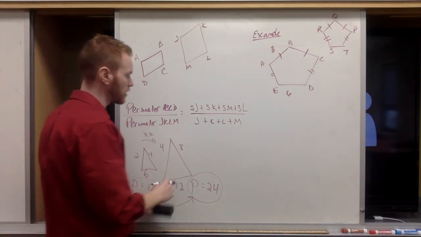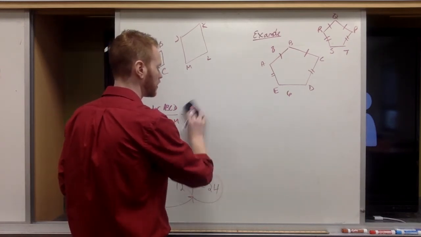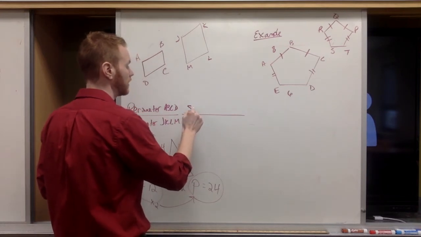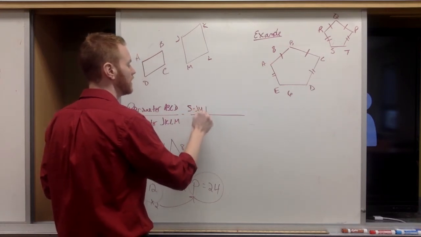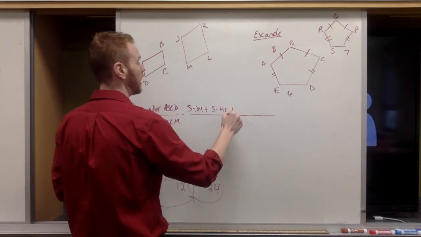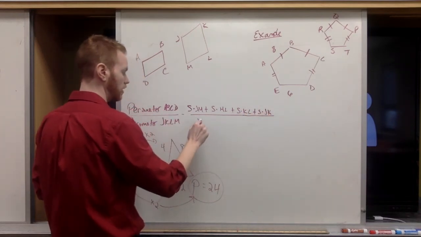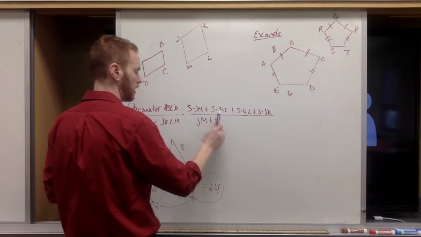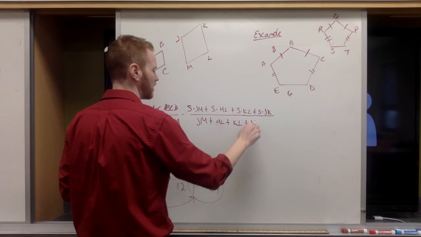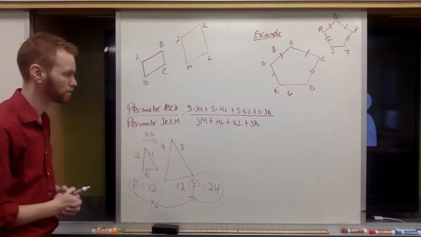And actually, I apologize. I should make this proper, sorry. Let's do this. S times the side length JM, S times ML, S times KL, and then S times JK. And down here we have JM plus ML plus KL plus JK. Two sides. I'm sorry, a side needs two points. I better make it specific, okay?